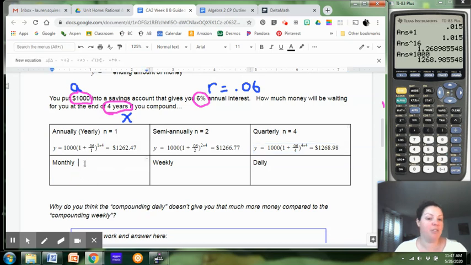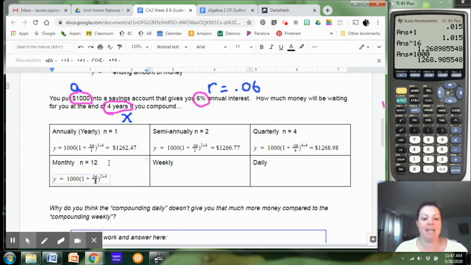Monthly refers to the fact that there's 12 months in the year, so in this case, n would be 12. So everything about this formula is going to be the same, except we're going to change that bottom number into a 12. So we're going to delete that 2. I'm going to type in 12. Up here in my exponent, it will be 12 times 4.